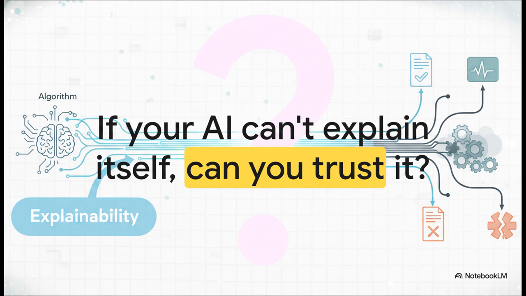Which brings us to the ultimate question. In a world increasingly run by complex algorithms, from approving loans to diagnosing patients, if your AI can't explain itself, can you really trust it? Explainability isn't some nice-to-have luxury anymore. It is the absolute foundation of trust in production systems.